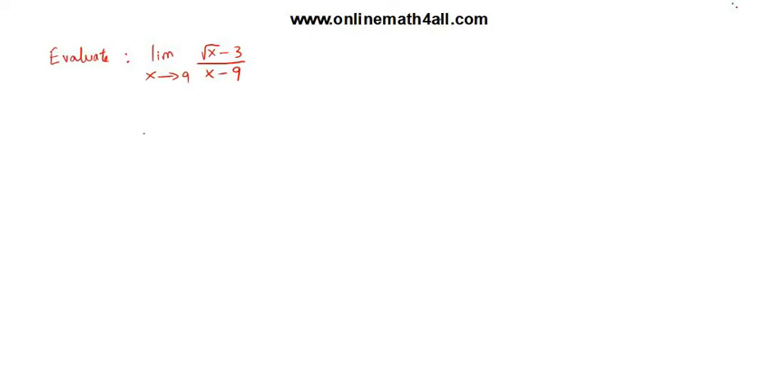Here we have a problem on limit. That is, we have to evaluate the limit as x tends to 9 of (square root of x minus 3) over (x minus 9). In this limit, if I apply x tends to 9 as it is, let us see what happens. I substitute 9 for x in this function, then it will be square root of 9 minus 3 over 9 minus 9. We know that the square root of 9 is 3, so it's 3 minus 3 over 9 minus 9. The value of 3 minus 3 is 0 and 9 minus 9 is 0. So 0 over 0 is called indeterminate form.